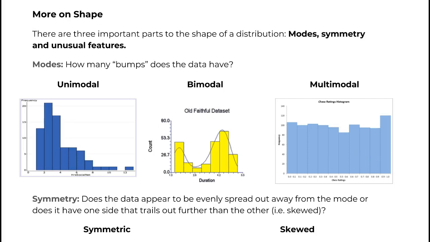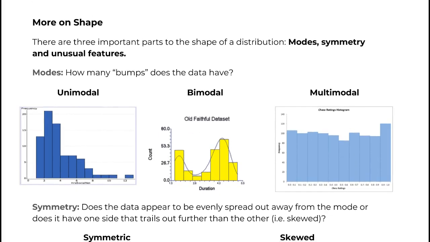So if we dive a little bit more into the shape of our distribution, we'll see that there are three different important aspects we want to describe. And describing shape is something I have definitely asked for on exams before. So you want to make sure that you have these three things down. The way I will help is I will say make sure you include all three aspects. That does still require that you know I'm talking about mode, symmetry, and unusual features.